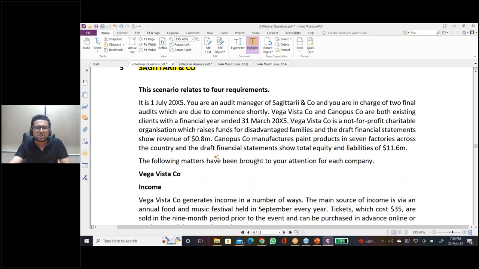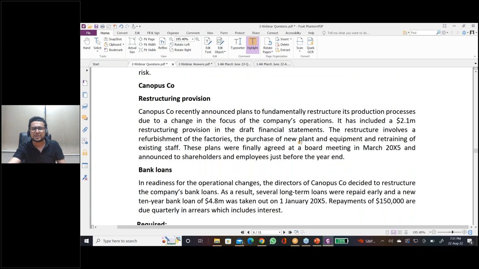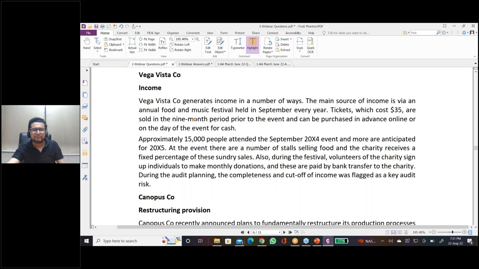Part A, describe substantive procedures the auditor should perform to obtain sufficient and appropriate audit evidence in relation to the company's income. So they have not used the word revenue, rather income. Why? Because this is a charity, but you could assume that they are using the International Financial Reporting Standards and there are 5 marks, so you just need 5 procedures. Before we move on to the solution, I'm giving you 2-3 minutes to read this story about this charity called Vega Vista, and you might be able to come up with 5 procedures on your own. Maybe you don't need my help anymore. A, comparisons, cast a breakdown, maybe comparison on a category by category basis.